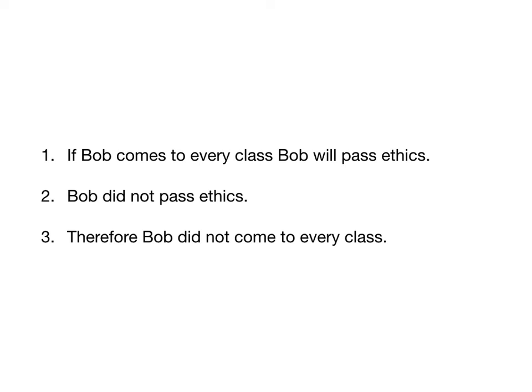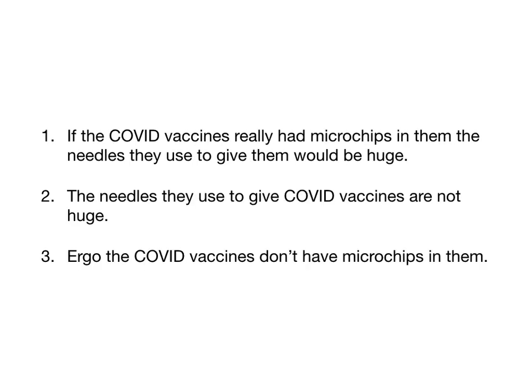Here's one more. Slightly more controversial, hopefully not that controversial, right? If the COVID vaccines really had microchips in them, the needles they used to give them would be huge, right? I mean, look, a microchip's pretty big, even a small one. You'd have to have pretty big needles so the microchip wouldn't get caught, right? One of those huge ones you see in horror movies or whatever, or on those TV shows with veterinarians giving shots to cows, right?